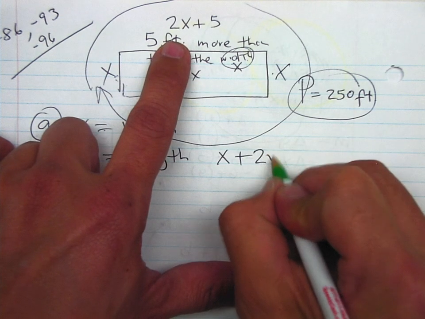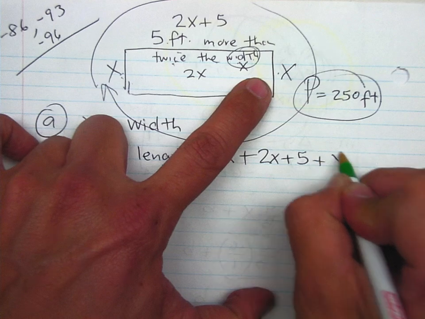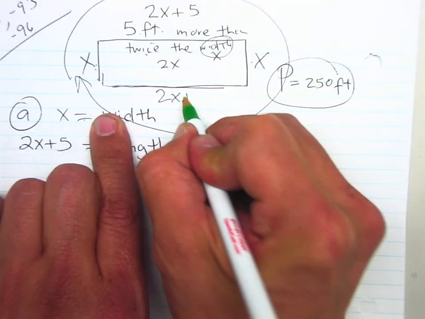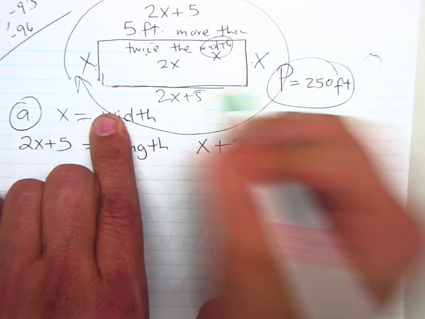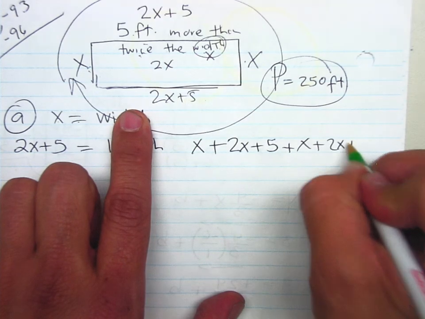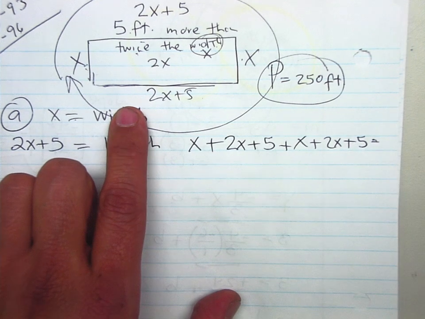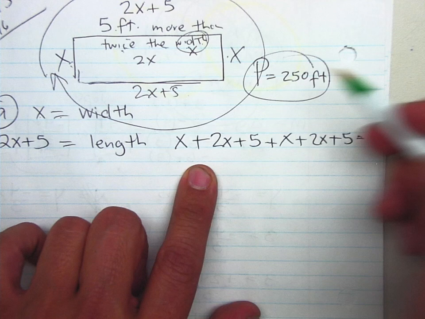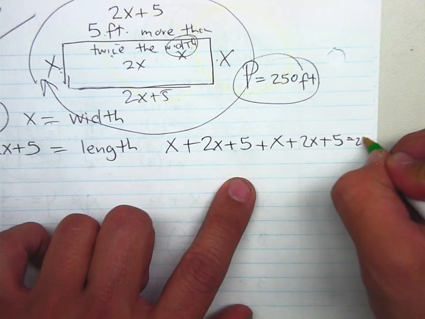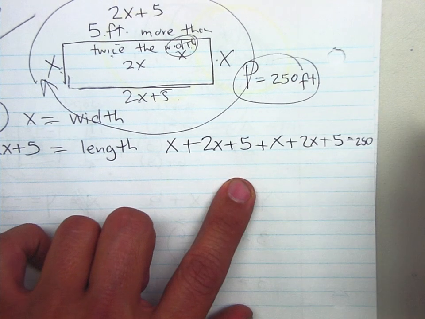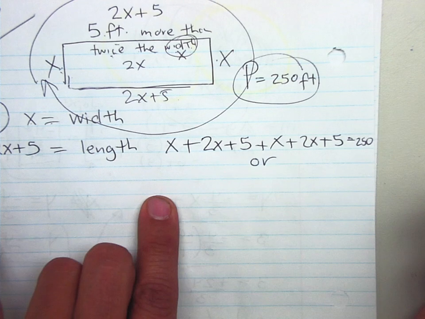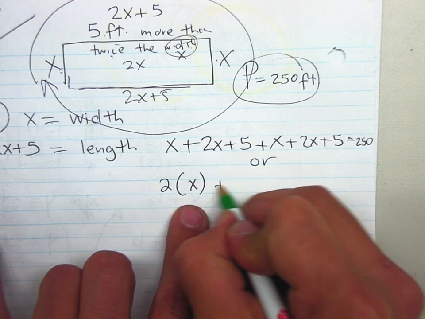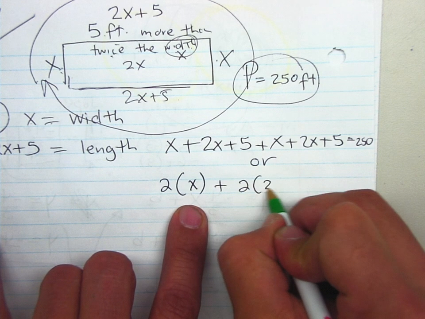You could have written it as 2 times X plus 2 times 2X plus 5. Because you have 2 X's, so 2 times X, and you have 2X plus 5 twice, so 2 times 2X plus 5. That equals 250. So we do algebra: 2X plus the distributive property equals 250.